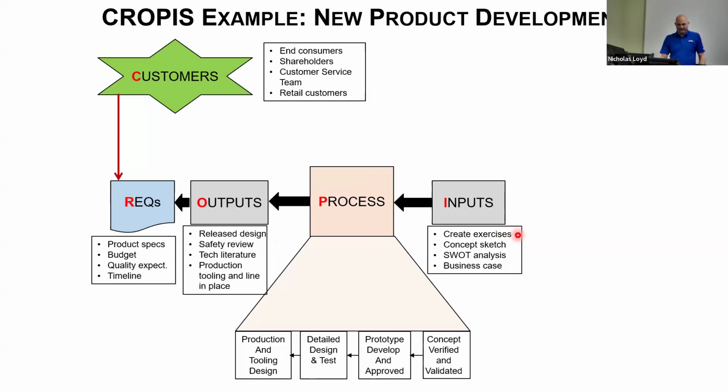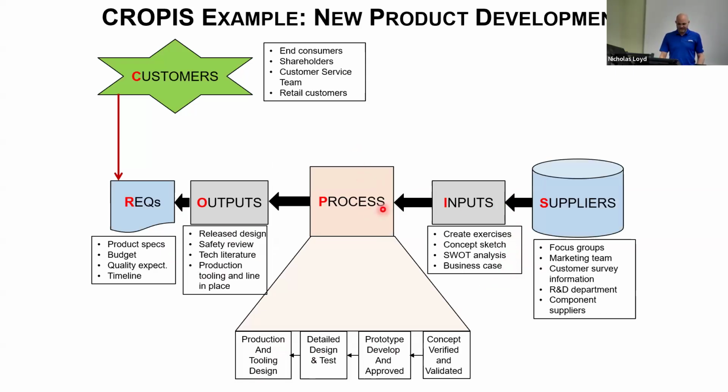Well, we need to do the innovation create exercises to come up with ideas. We need to have sketches of concepts, do a SWOT analysis, which we'll talk about in a minute. We may need to do all these things to feed into our design process. And to be able to do that, where are we going to get information to do the create exercises, do the SWOT analysis? Maybe we need to do all of these things. And that becomes the application of COPIS to deliver things straight to the customer. I'm just trying to show an example.